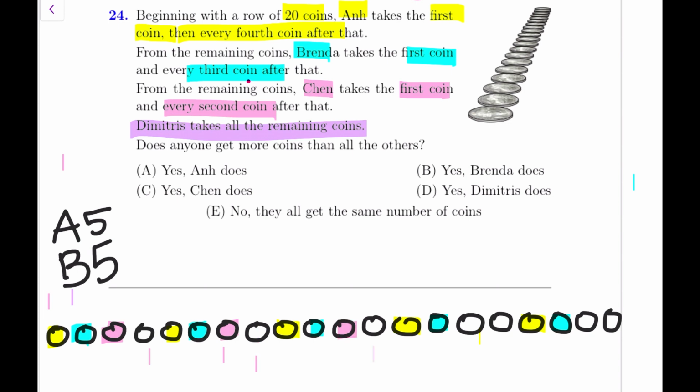1, 2, 1, 2, 1, 2. So these are all the coins that Chen can take. So how many coins did Chen get? Chen also got 5 coins.